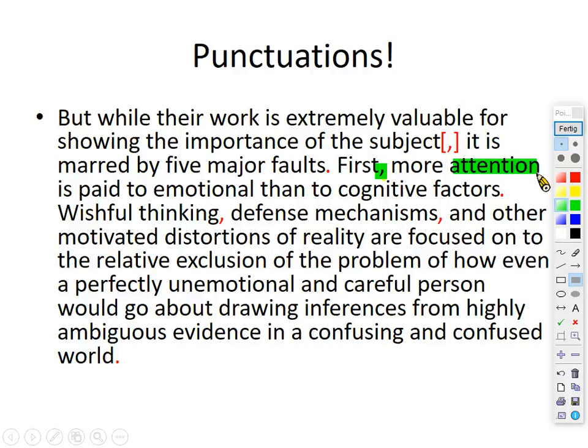Okay, normally. So first, more attention is paid to emotional than to cognitive factors. And we need to have a period here, right? So this is another sentence. First, a comma and a period. End. And let's look at another setting. Wishful thinking, comma. Defense mechanism, comma. And other motivated distortions of reality. Okay, here, let's look. Why do we need to have a comma here, and a comma here? In what kind of circumstances can we omit the use of a comma here? There must be some reasons out there.